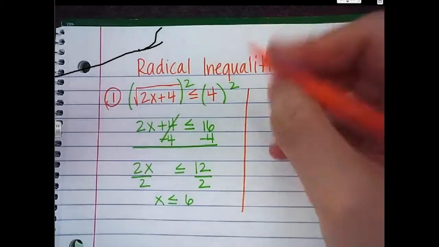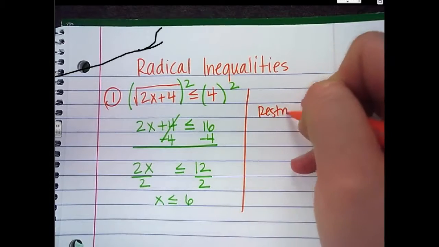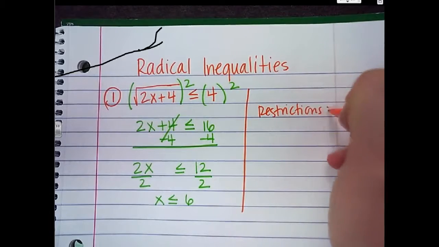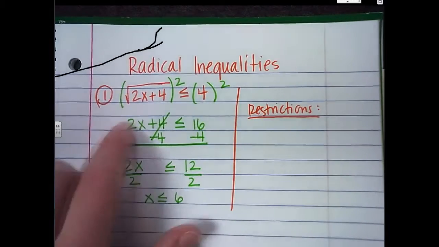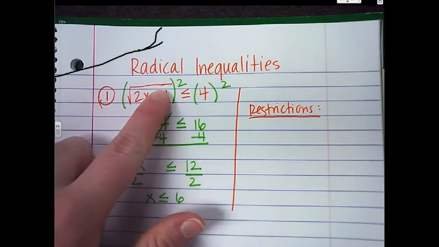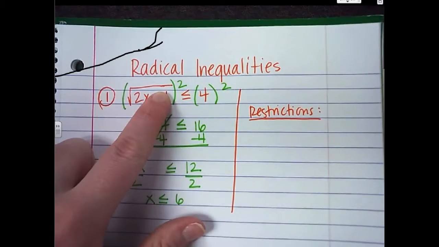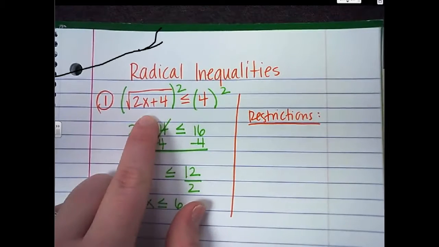We have to find the restrictions because we're talking about a square root. What kind of numbers can go under a square root? Real numbers. So can a negative go under here? No. Can 0 go under here? What's the square root of 0? 0. Can positives go under here? Yes.